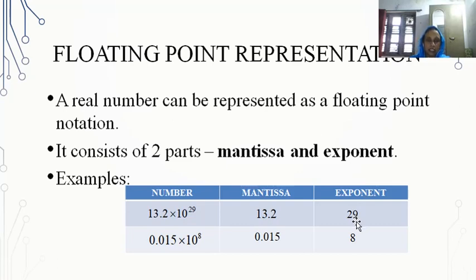Okay. Similarly, 0.015 into 10 raised to 8. Here, 0.015 is called as mantissa and 8 is called as exponent. So, any real number can be represented as a floating number which includes a mantissa and an exponent.